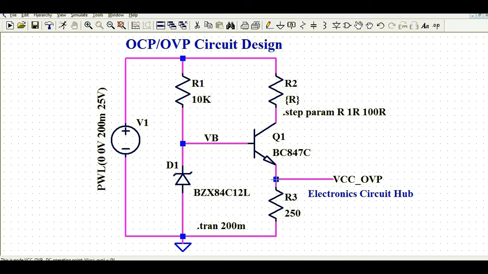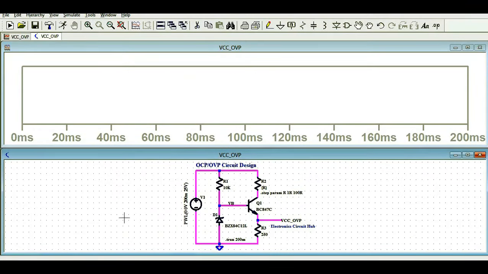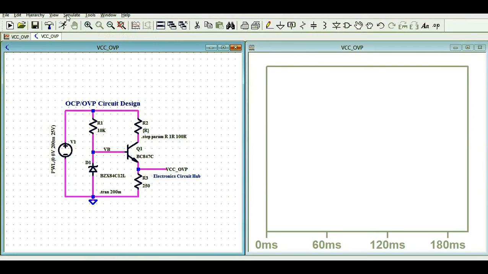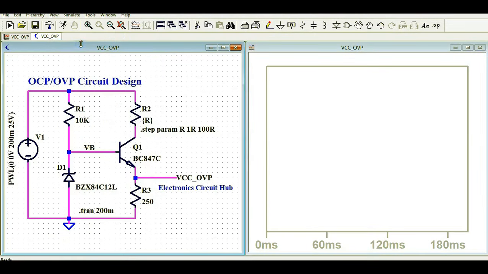And what is happening irrespective of your change in input voltage, whether this voltage VCC OVP is changing or not, whether you are getting constant current, load current or not, we'll see in the simulation. So right away, let me run the simulation. I'll go on this run button and directly simulate. I'll go to window and tile window vertically, and I also do the zoom fit. This is the zoom fit.